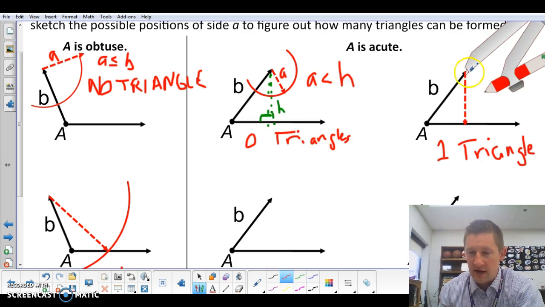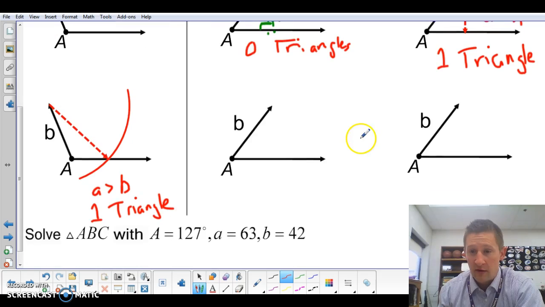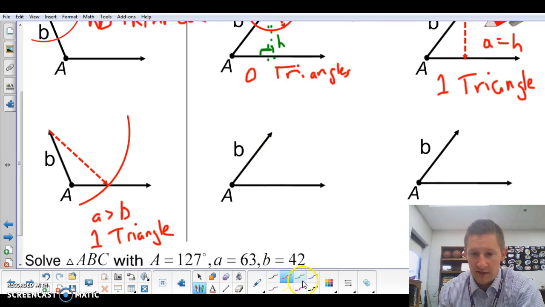Now here, let's say A drops straight down, so it is equal to H. Well, if A is equal to H, if A equals the height of the triangle, well, that means we have 1 triangle, right? The other option is, if I were to draw that thing straight down again, here's H.